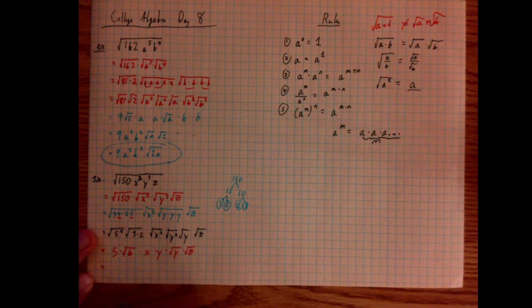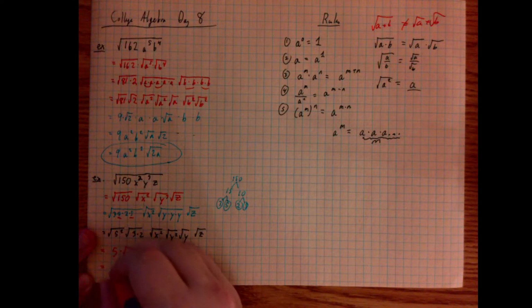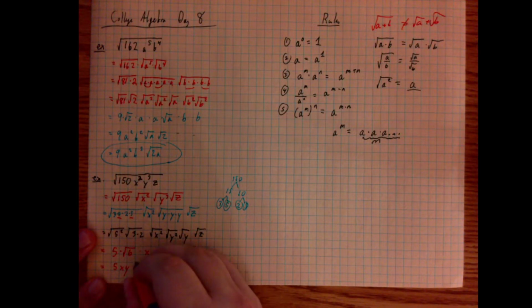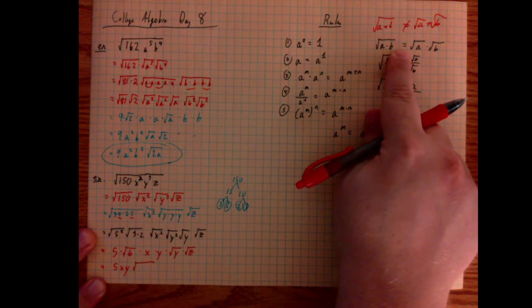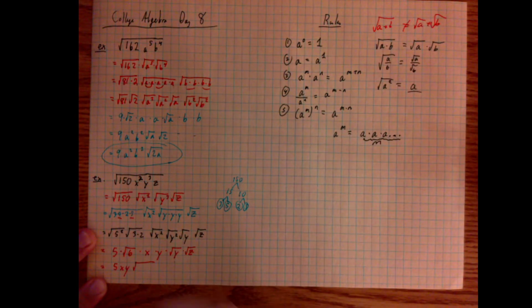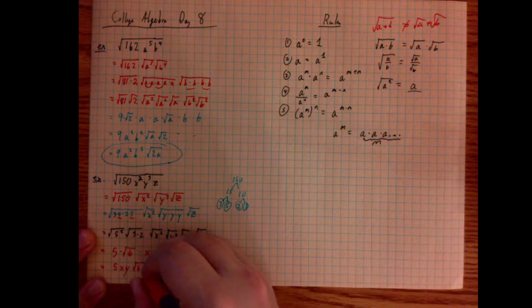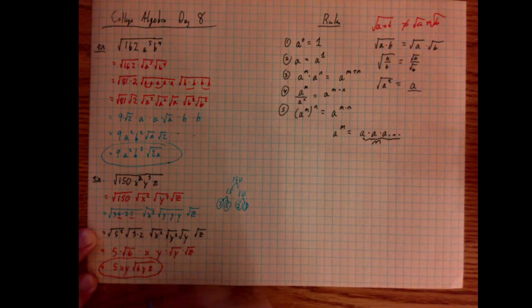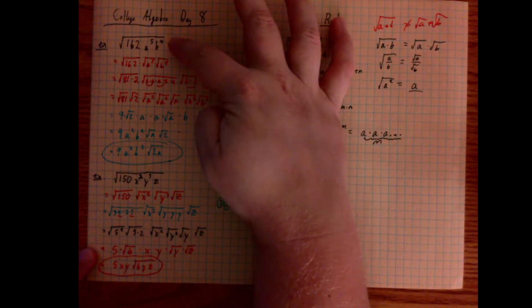From here, I can regroup. The 5, the x, and the y can go out front. The square root of 6, the square root of y, the square root of z can all be merged back together just using this step in reverse. So going from separate radicals to one radical, this becomes the square root of 6yz. There's the solution.